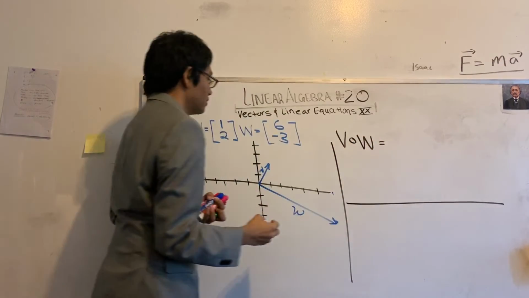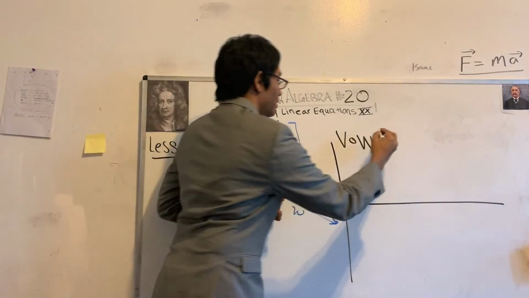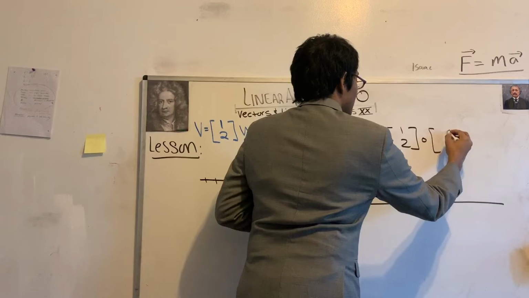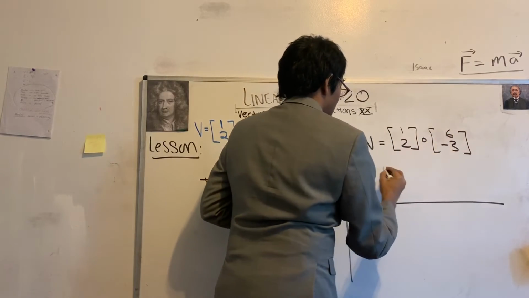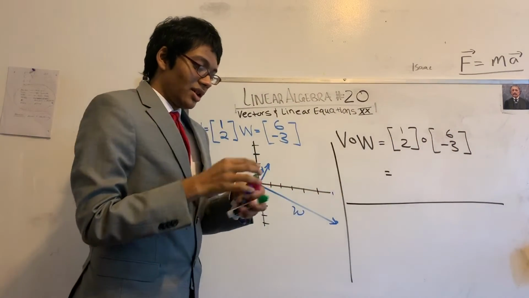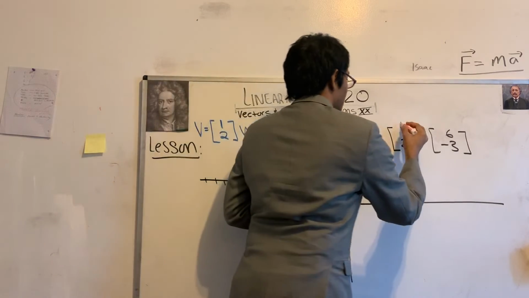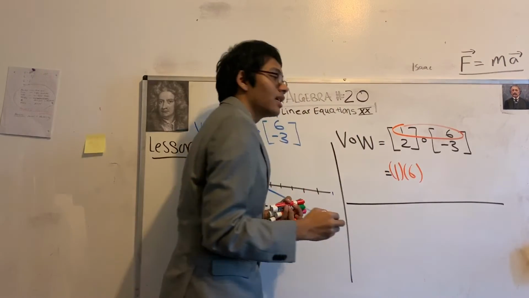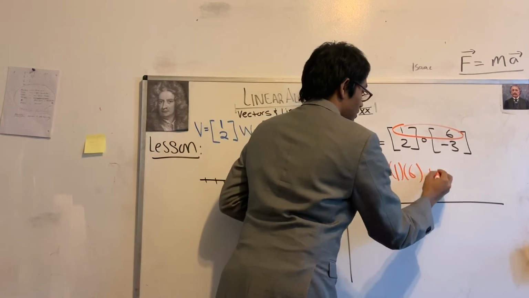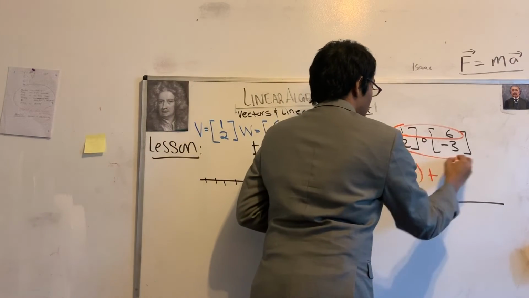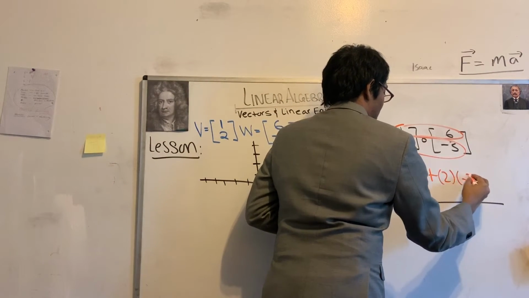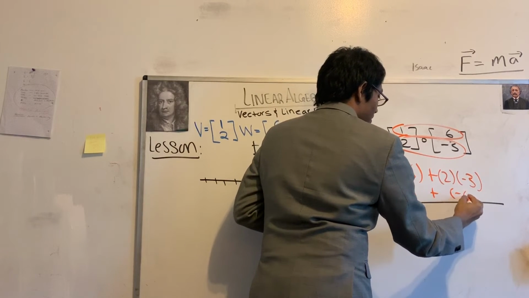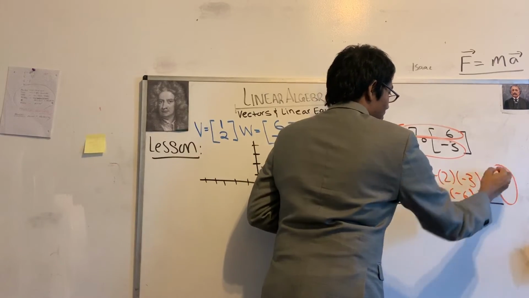So it's 1 times 6. Let me write them out. Vector 1, 2 dot vector 6, minus 3. So what would their dot product be? 1 times 6 is 6, plus 2 times minus 3, which is negative 6. And 6 minus 6 is 0. It's a big fat 0.